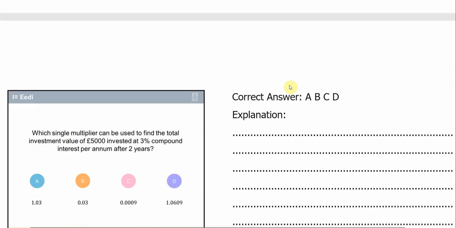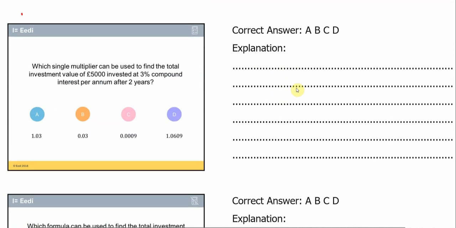What was that? 11. 12. Which single multiplier can be used to find the total investment value of £5,000 invested at 3% compound interest per year annum after 2 years?